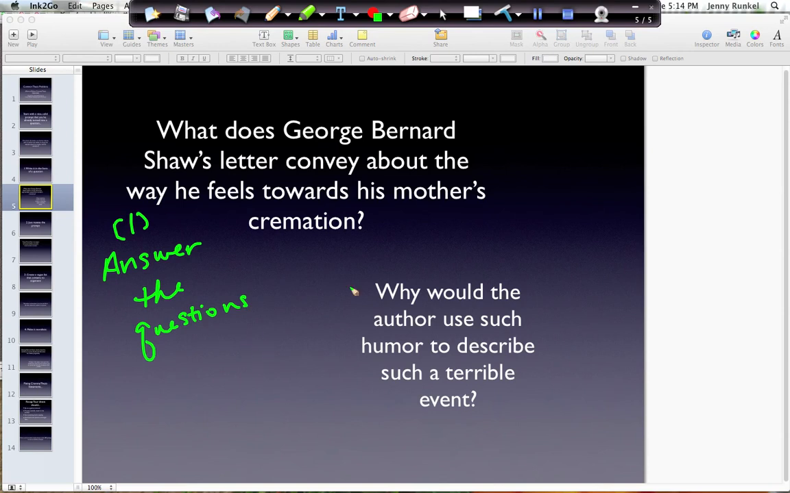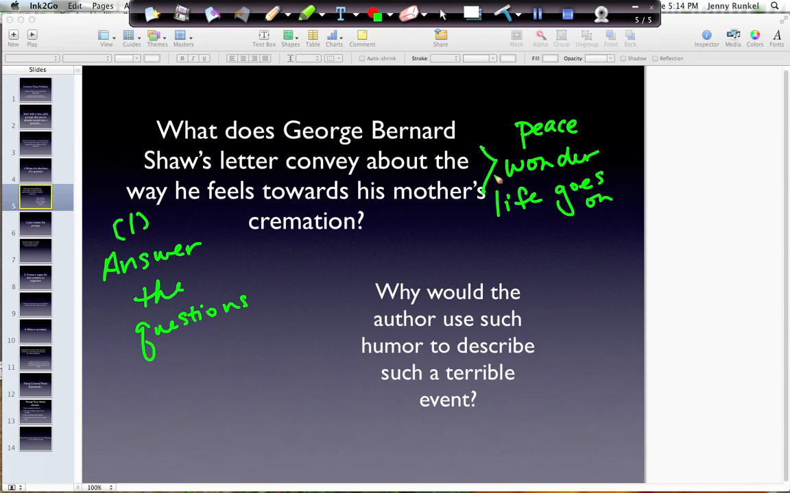So what does George Bernard Shaw's letter convey about the way he feels towards his mother's cremation? Lots of different things. It conveys a sense of peace that he has about her well-being. It conveys a sense of wonder that he experiences when he watches it happen. It conveys a sense of the idea that life goes on. We rephrase that, okay, later, obviously.